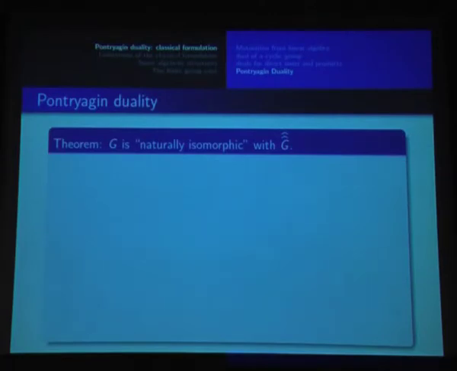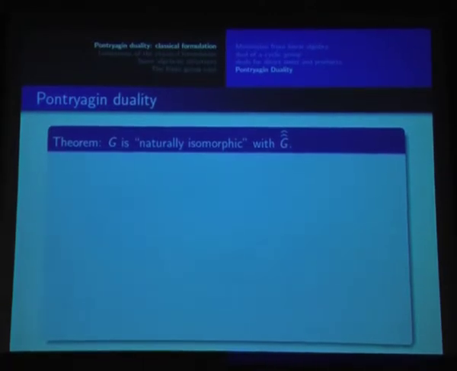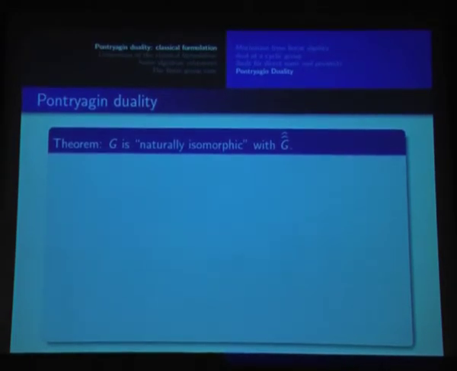So here is this theorem, which is analogous to the statement that V is isomorphic with V star star. So G is naturally isomorphic with G hat hat, and the map is very similar to that one. So you define a map phi G from G to G hat hat. So phi G of G is an element in G hat hat. That means it is a homomorphism from G hat to S1. So phi is an element in G hat. So it acts on phi and should give a complex number of modulus 1, that is phi of G.